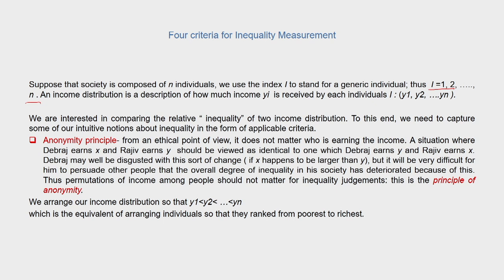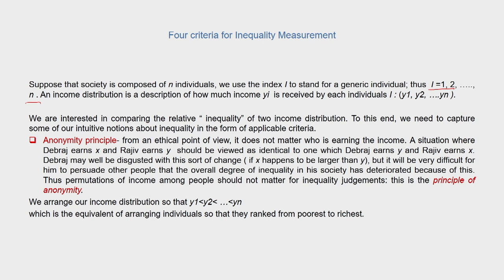One of the first principles is the anonymity principle that we had discussed in lecture 12. Now, what does this mean from an ethical point of view? It basically says that it does not matter who is earning the income. When we are coming up with an inequality index based upon the anonymity principle, we are basically looking at the overall inequality in a country, and it does not matter to us which individual is earning how much income, as long as we are able to order the individuals in terms of their levels of incomes. So, from an ethical point of view, it does not matter who is earning the income.